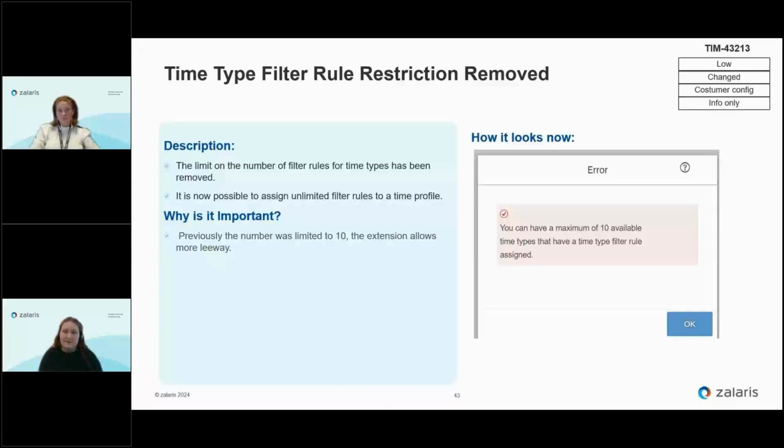Then another quality of life improvement for customers with more complex time profiles. The time type filter rule is getting the restriction removed. Previously you were allowed to add only 10 rules to your time profile, but this restriction is no longer there. So now you can add as many as you need to your time profiles. And the rules obviously need to be configured by yourself, but the change itself is automatically on. Next one.